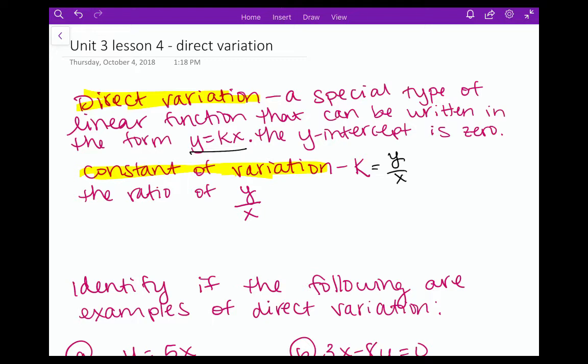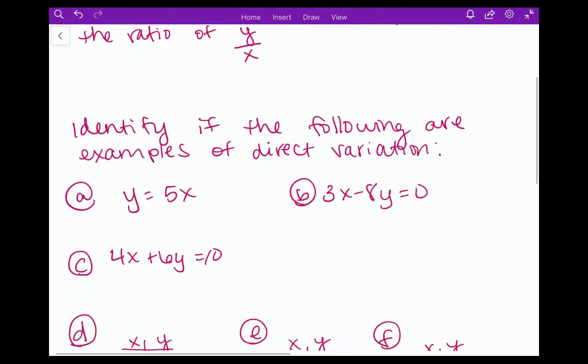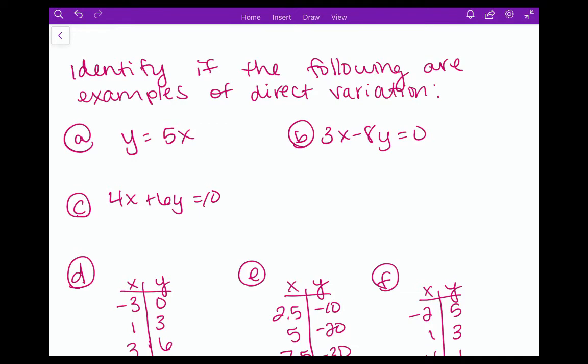So when your y-intercept is 0, then your slope is going to equal k, and your y-intercept again is 0. So it says identify if the following are examples of direct variation. So is this y equals kx? Yep, it looks like y equals kx to me.